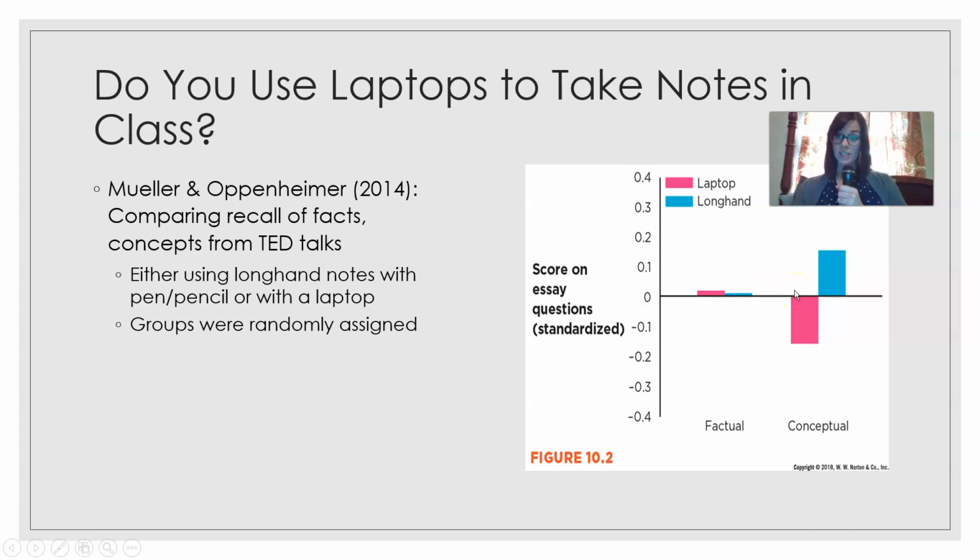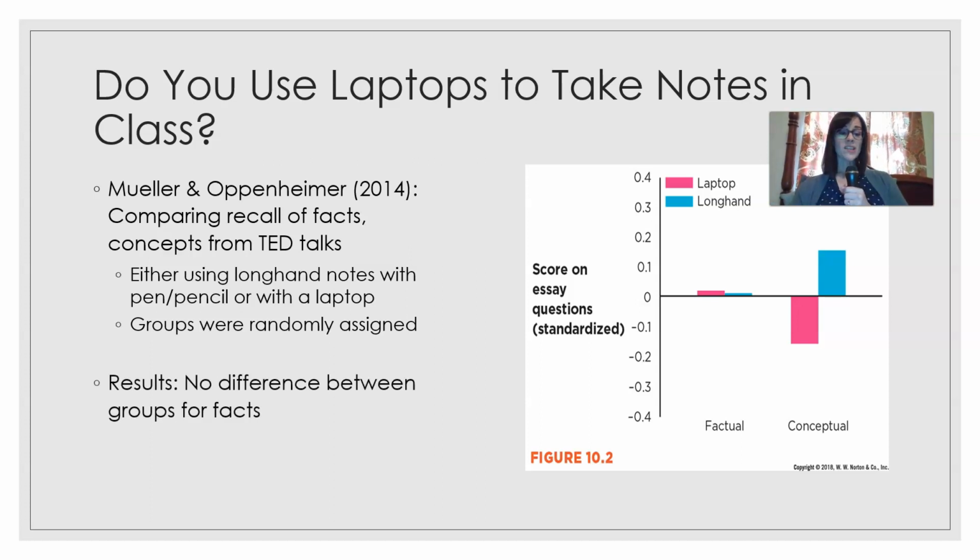What's interesting and probably pretty important is the difference in conceptual. A positive standardized score means that you're doing really well. A negative score means that you're doing much, much worse. So you can see that the longhand group actually performed much better on the conceptual questions than students that were taking notes with a laptop.